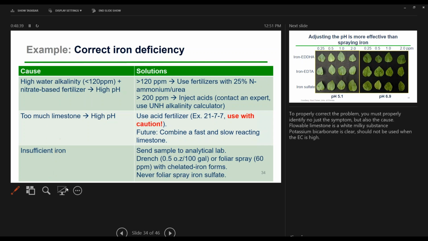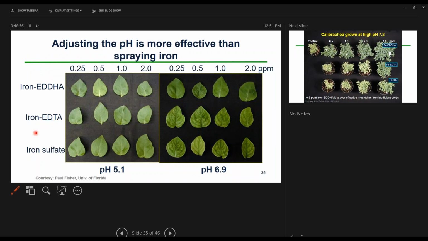causes are here. So it can be either just insufficient iron. You can only know that by a complete nutrient analysis. Is it too much limestone? And that's because the pH is high. Is the water alkalinity too high? So you want to make sure that you match that to the cost, okay?